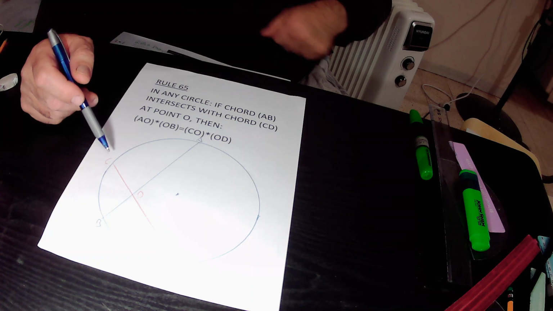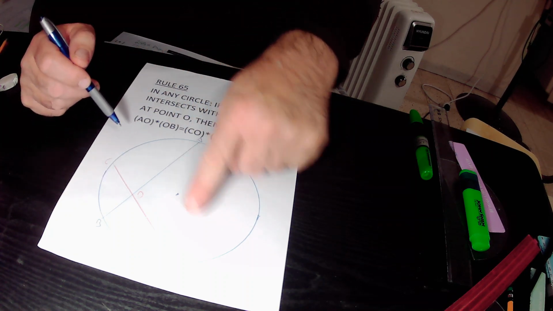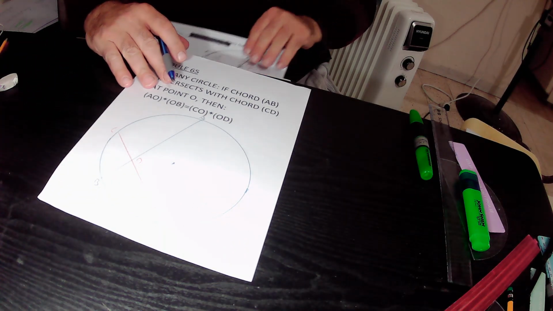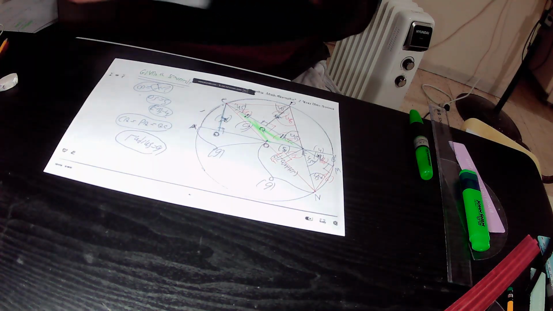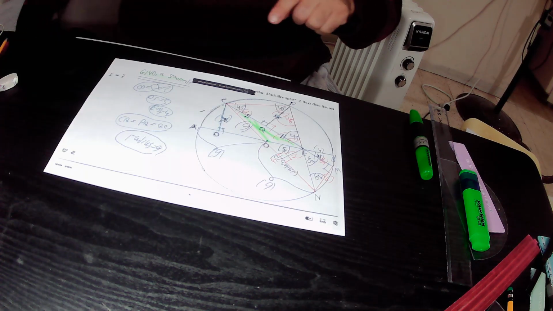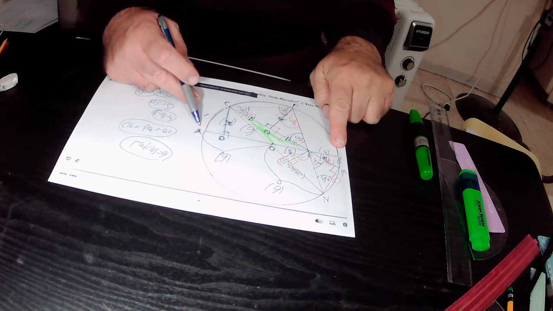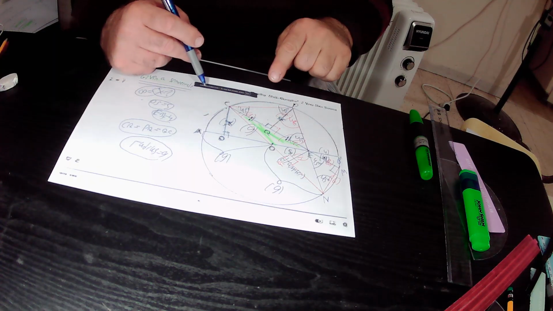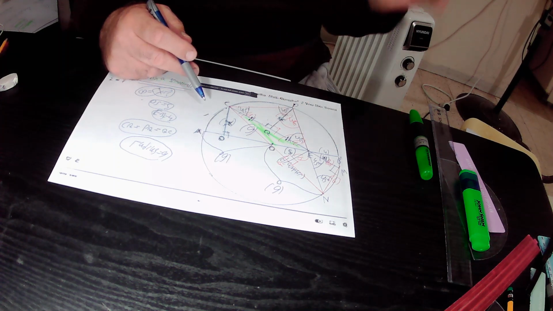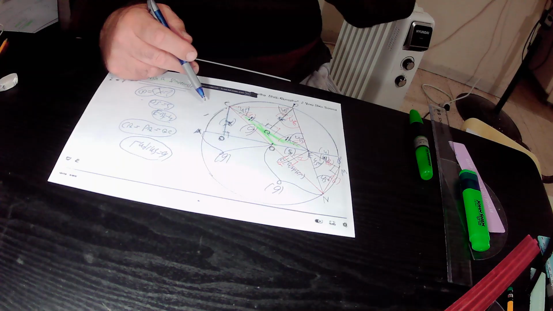Therefore, in this drawing, the following equation is true: AO times OB equals CO times OD. So, we implement Rule 65 in our drawing. In our drawing, this is AB, which is also the diameter of the circle, and it intersects with chord CM at point E. Again, chord AB intersects with chord CM at point E. So all the requirements for Rule 65 are satisfied, and therefore we can implement Rule 65 here.